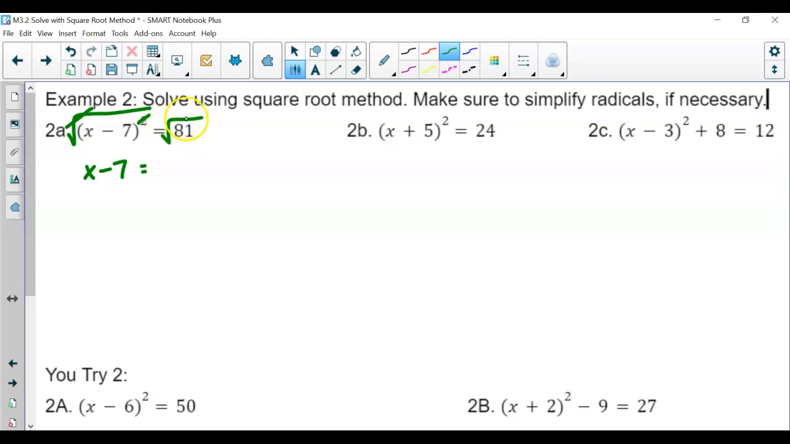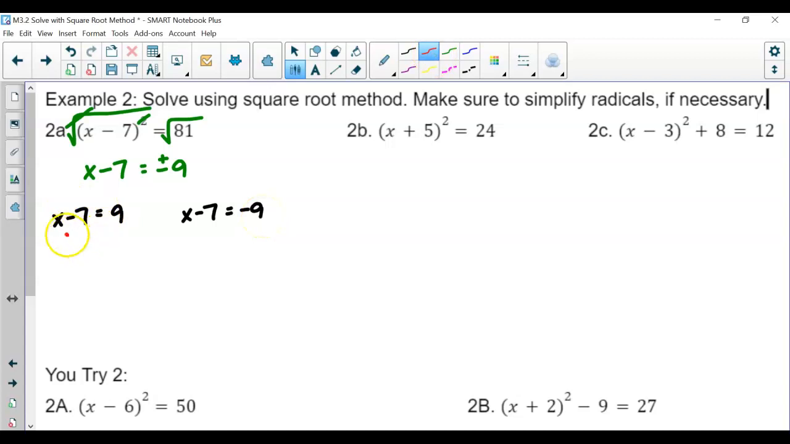Yes, this is a perfect square, plus or minus 9. So now we're back to where we would set up our two equations, right? Because this is equal to 9 and negative 9. So x minus 7 is equal to 9, and x minus 7 is equal to negative 9 here.